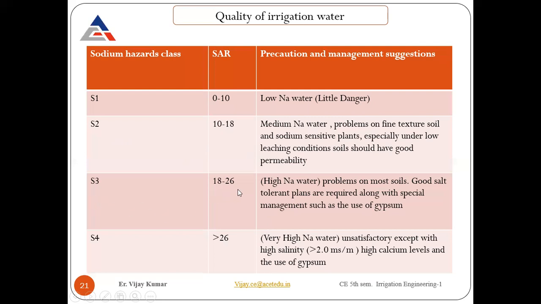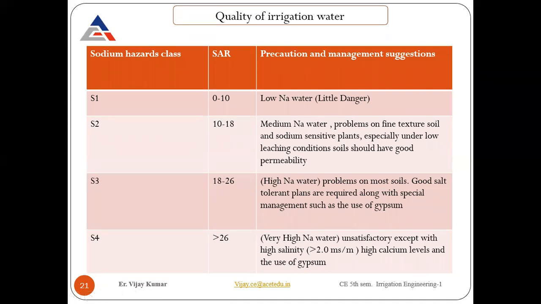If it is S3, it's 18 to 26. In that case, problems will start creating. Up to this point, we can supply that water. It's not that harmful. But if it comes in the category of S3, or you can say the SAR value comes out to be 18 to 26, it will start creating problems.